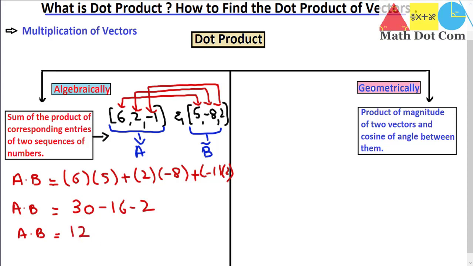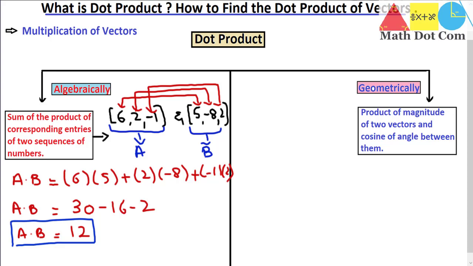This is how you can find the dot product of two vectors algebraically. Keep this in mind, you will get the same answer by using the algebraic method as well as the geometrical method, but these are two different methods that you can use to find the dot product of two vectors. Now we'll move towards finding the dot product of two vectors geometrically.